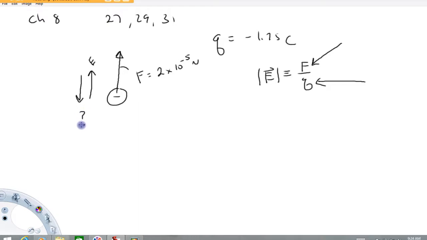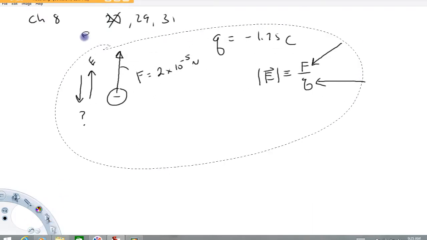Well, remember how the electric field is defined. The electric field direction is the force direction on a positive test charge, right? So just keep that in mind when you answer this question. And also remember that electrons and protons always do exactly the opposite. So that should be enough on 27, pretty short problem. Get rid of this and we'll chat about 29.